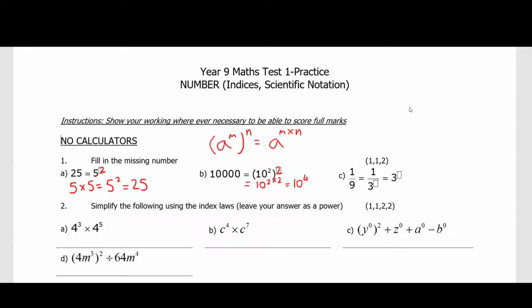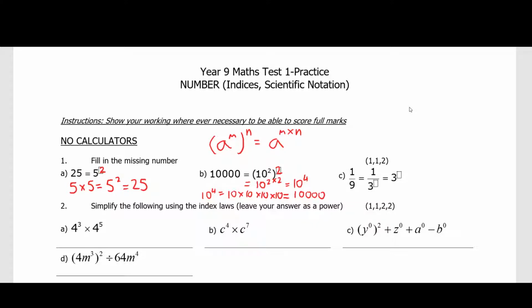And let's check that. So I had a guess. 10 to the power of 4 equals 10 times 10 times 10 times 10, which equals, guess what? It's 10,000. Okay, 10 times 10 is 100. 100 times 10 is 1,000. 1,000 times 10 is 10,000. So we're correct. It's a 2 there.